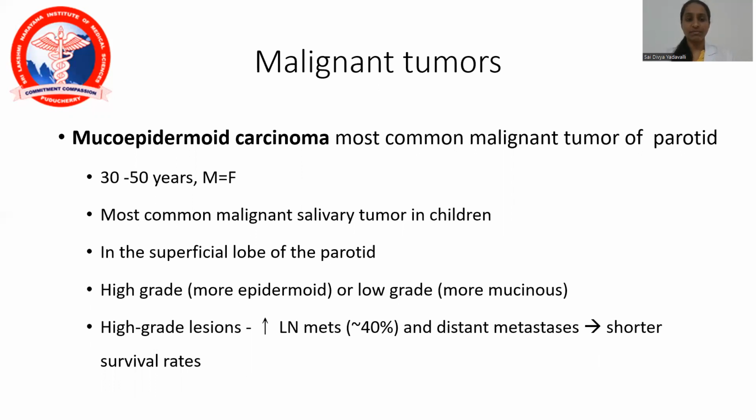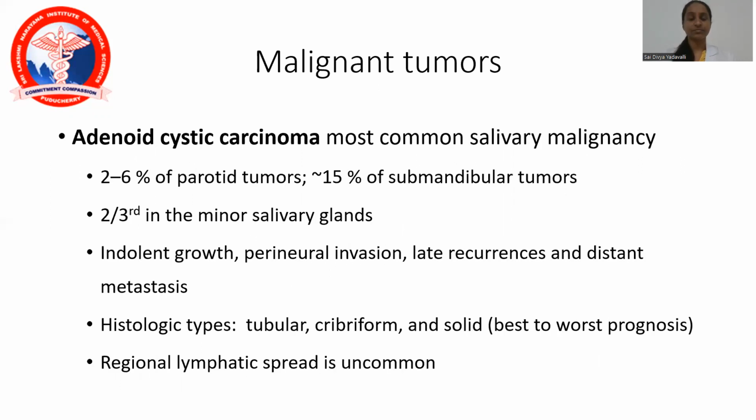Mucoepidermoid carcinomas can be of high grade or low grade. If there is more of the epithelial or epidermoid component, they're called high grade, and a more mucinous component makes them low grade. High grade lesions have increased lymph node mets up to 40% and distant metastasis, and therefore have shorter survival rates.